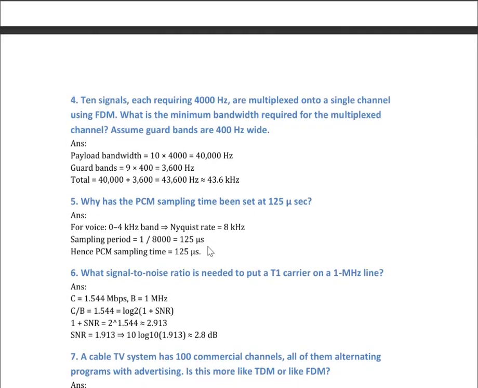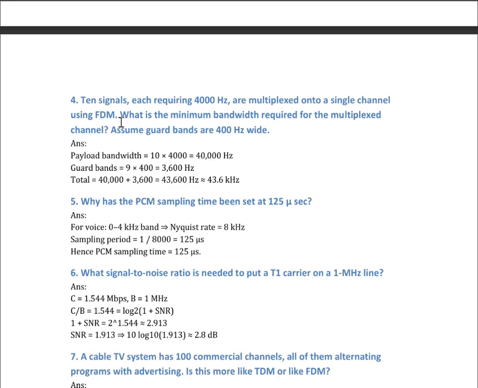The fourth question is all about signals. The signals depend on frequency division multiplexing. Here it is mentioned that 10 signals, each requiring 4000 hertz, are multiplexed on a single channel using FDM. FDM means frequency division multiplexing. Finally, you can calculate the minimum bandwidth required for the multiplexed channel.